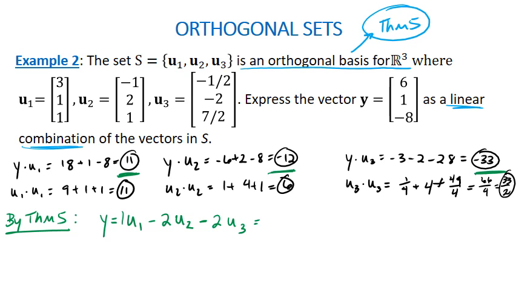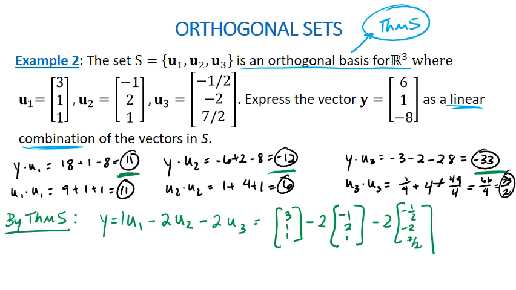So there's that there. You can go ahead and write this with the vectors in place. Like so. And there you have it. So this here is a linear combination of the vectors in S.